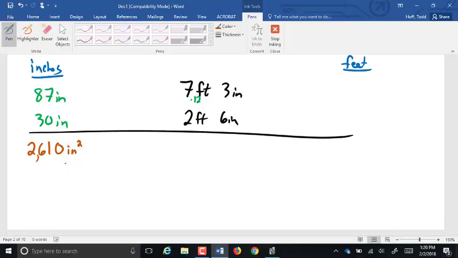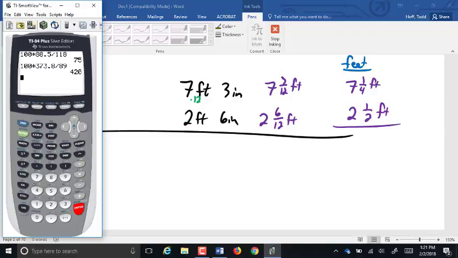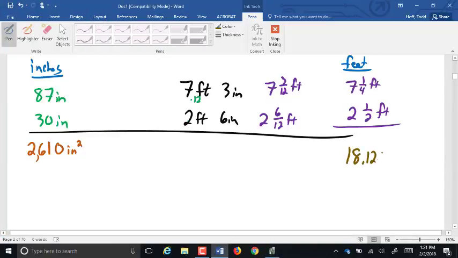Yep. If we wanted to convert that all into feet, how would we do it? Well, 7 feet 3 inches, an inch is 1/12 of a foot, so that'd be 7 3/12 of a foot, or 7 1/4 feet. 2 feet 6 inches would be 2 6/12 of a foot, or 2 1/2 feet. And we multiply 7 1/4 times 2 1/2. We get 18.125. And that is square feet.